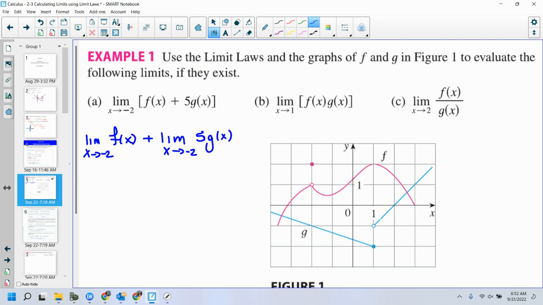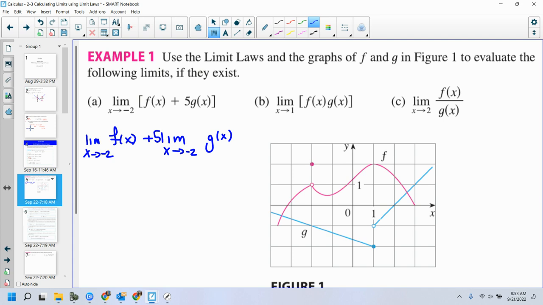All right, now remember that our limit laws say the limit as x goes to -2. So I could separate this with the addition, right? But what can I do with that 5? Can't I bring that out in front of just this first limit, or just the second limit? So I'm going to do that on the same step. Okay, so it's the limit of f of x plus 5 times the limit of g of x.